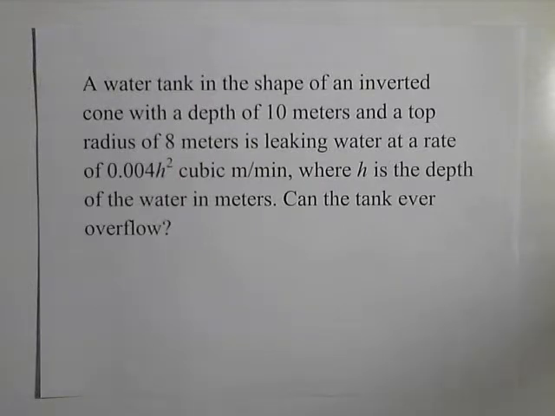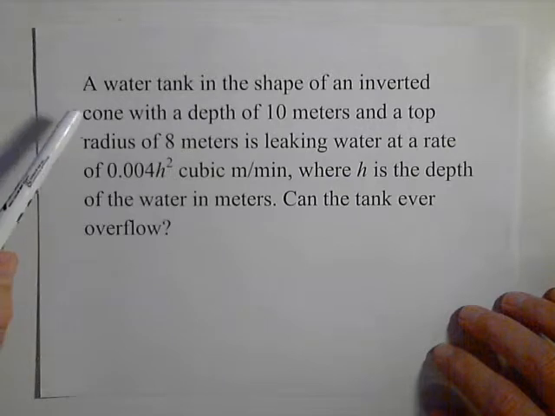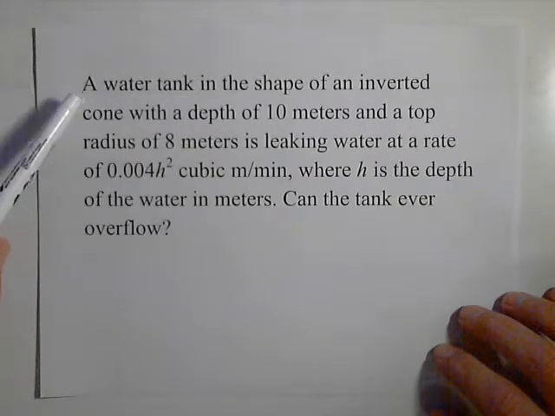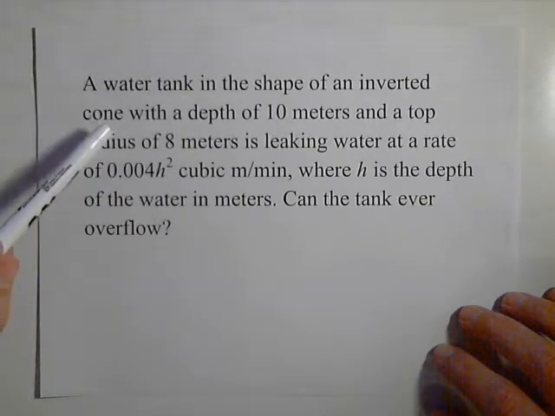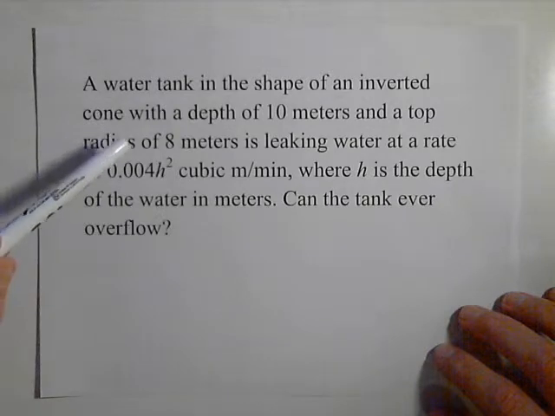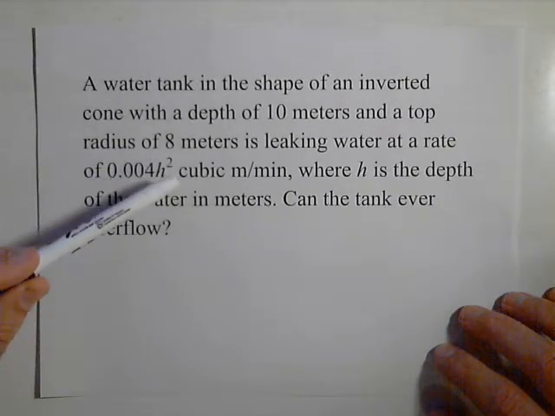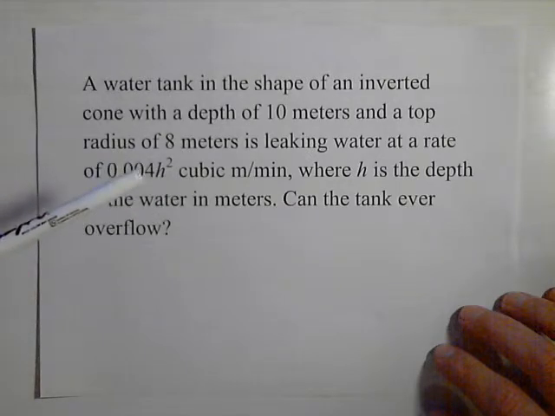Okay, in this problem we're going to work a related rates problem. Here's the problem. Water in a tank the shape of an inverted cone with a depth of 10 meters and a top radius of 8 meters is leaking water at a rate of 0.004 h squared cubic meters per minute, where h is the depth of the water in meters. Can the tank ever overflow?